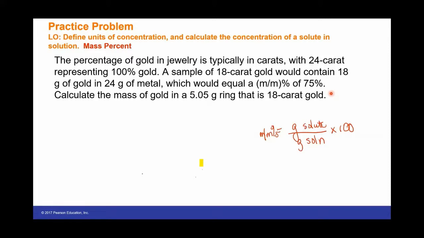So we know our mass per mass percent is equal to grams of solute over grams solution. And if I want to know the grams of solute, all I have to do is rearrange this equation, and I get the mass percent divided by 100 times the grams of solution.